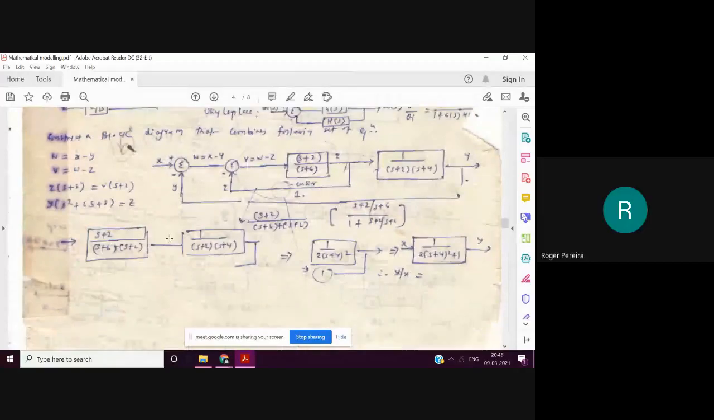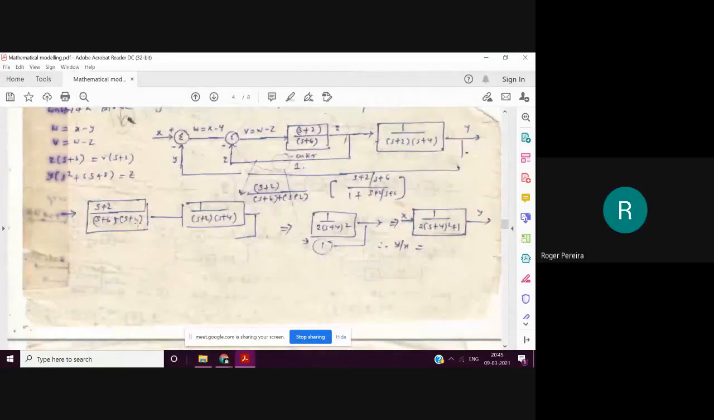So A upon 1 plus AB you will get this, that is s plus 2 upon s plus 6 divided by 1 plus 1 into s plus 2 upon s plus 6. Can you do this mentally, or if you want, you can do it on the notebook also. Sir, I don't have a notebook, I'm actually not at home. Can you do it mentally, A upon 1 plus AB?